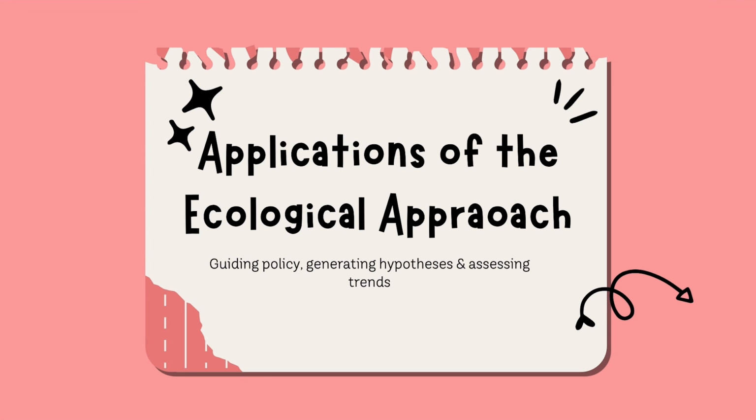Applications of the ecological approach. The ecological approach has real-world applications in public health. It helps identify risk factors that affect entire populations, like access to clean water or vaccination coverage. Governments often use ecological data to guide policy decisions or track health inequalities. Although it can't prove cause and effect, it's incredibly useful for shaping public health interventions and generating hypotheses for more detailed studies.